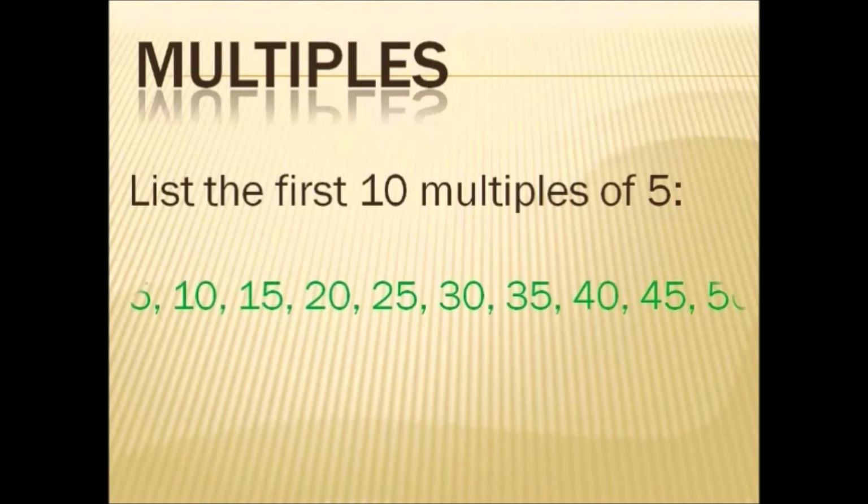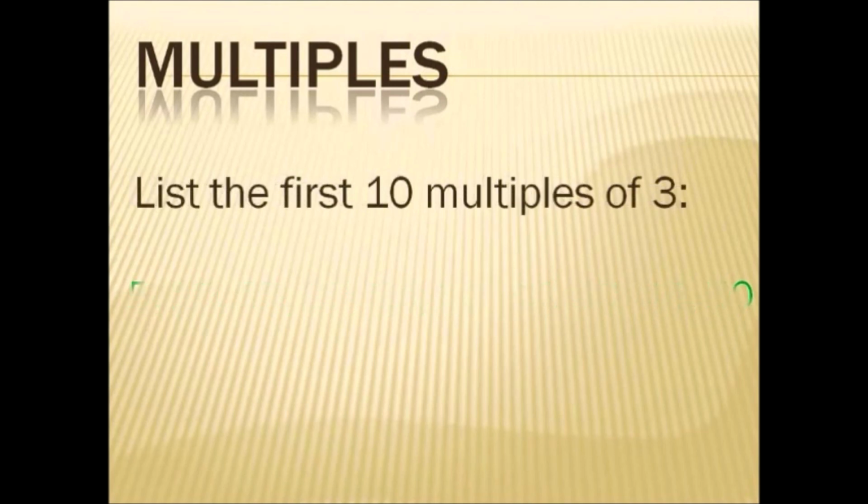Yes, here it is. The first multiple of 5 is 5. It's 5, 10, 15, 20, 25, 30, 35, 40, 45, 50. Those are your first 10 multiples of 5. And the first multiple of a number would be that very number. So that's easy to remember and not get confused with factors.